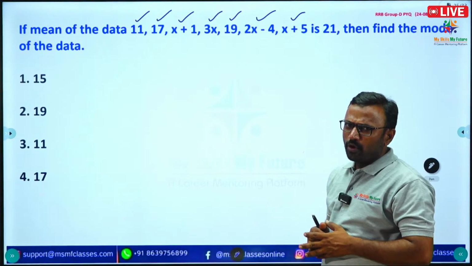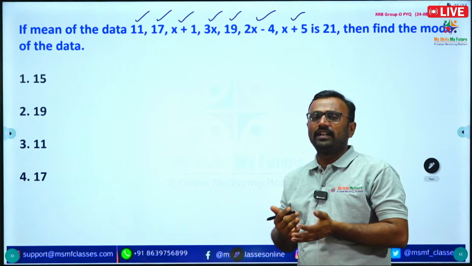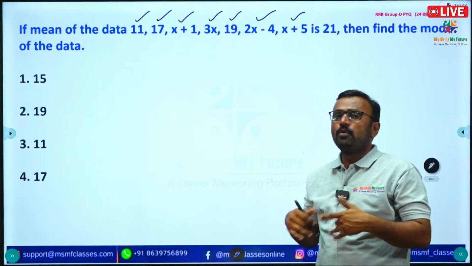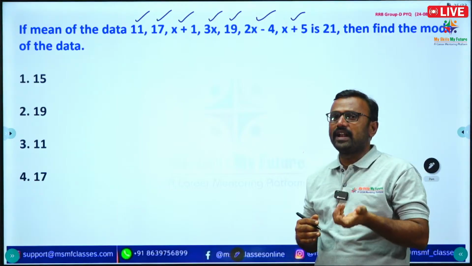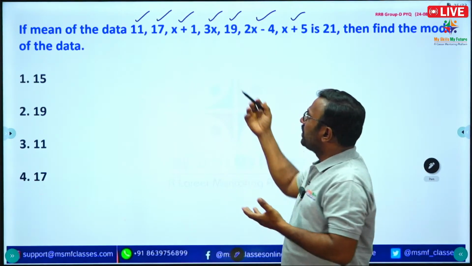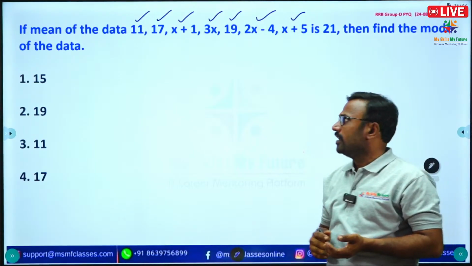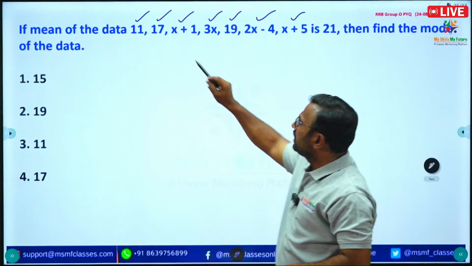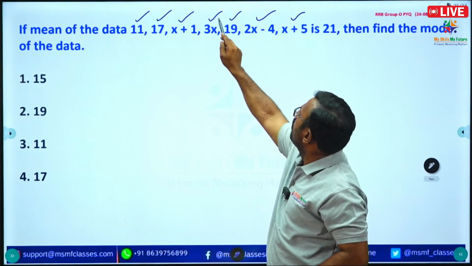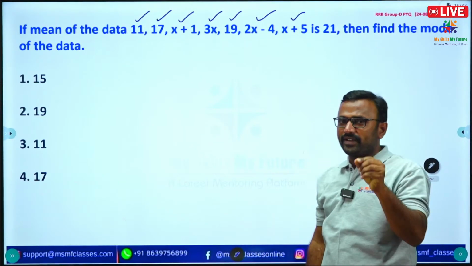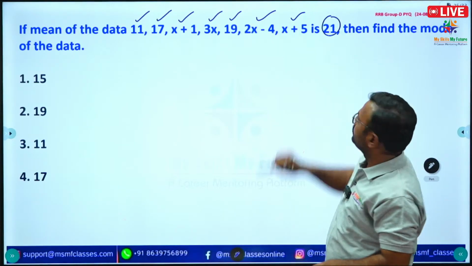So what is meant by mode? Mode is the most frequently repeated value. Right, first of all find the value of x here. They have given the mean of certain numbers. How many numbers are there? 1, 2, 3, 4, 5, 6, 7. So they have given the mean of 7 numbers is 21.